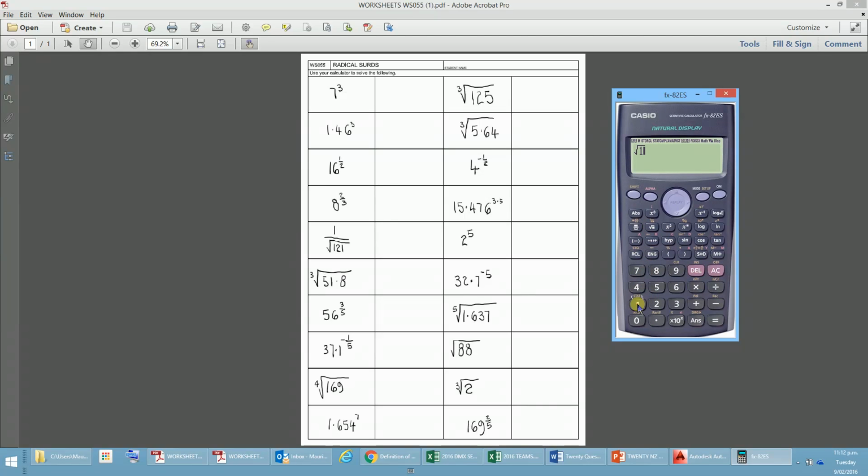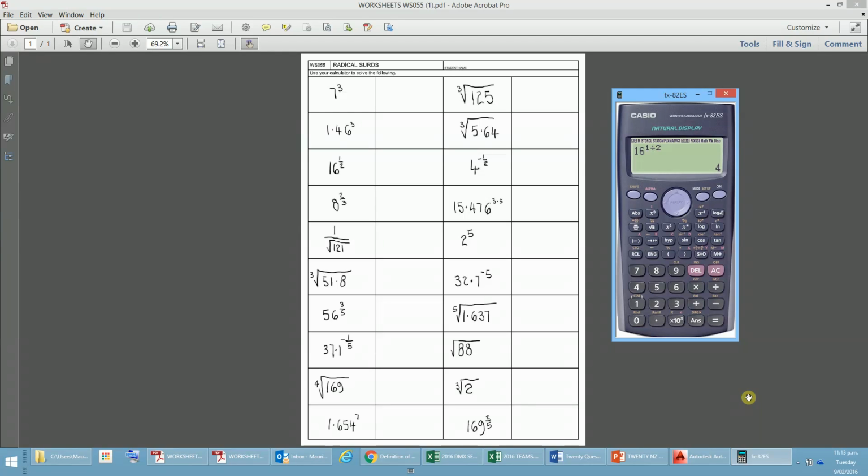Square root of 16 equals, we know that's equal to 4. But if we go using 16 to the power of a half, 16, and then we're going to use x to the power of a half, or we could go 1, we can either put 0.5, or 1 divided by 2 is a half, equals 4. So that's the same as taking the square root.